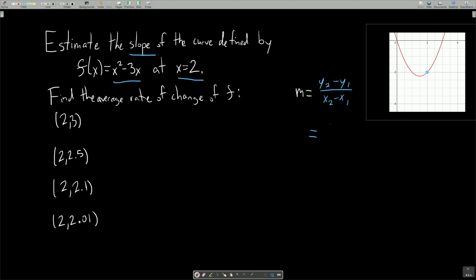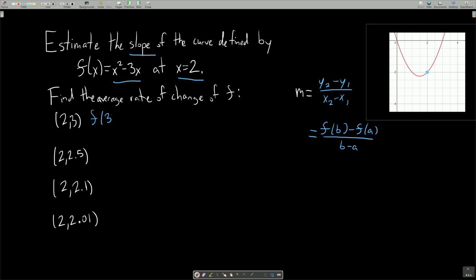So a better way to write this will be f of b minus f of a over b minus a, where b is your second number and a is your first number. Let's find the average rate of change of f. So here we have the first interval, 2, 3.